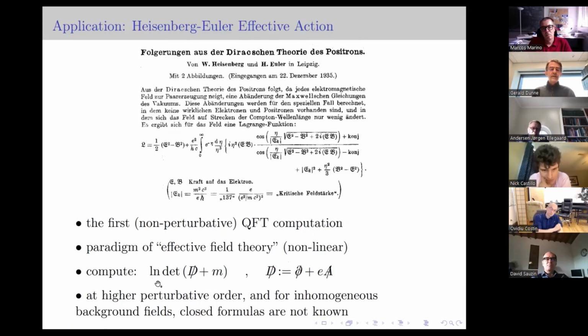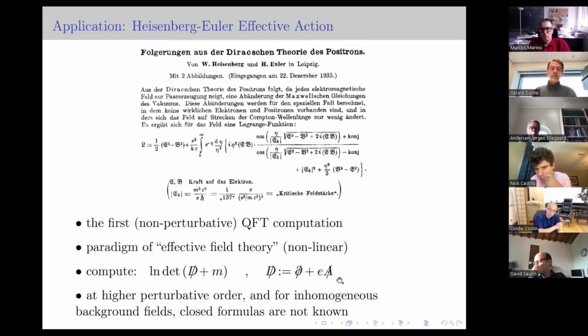Technically, the problem is this. Calculate the log of the determinant of this Dirac operator. So the Dirac operator, there's a slash, means contracted with the Dirac matrices, so first derivative. And this is a gauge field, A mu, which characterizes this constant field strength electromagnetic field.